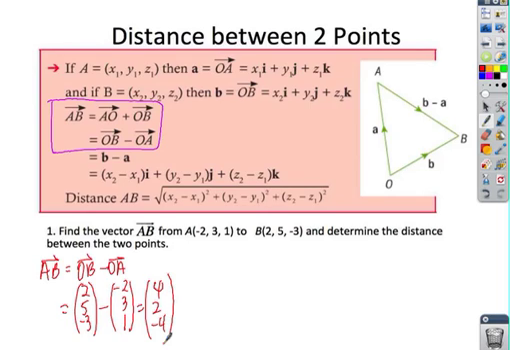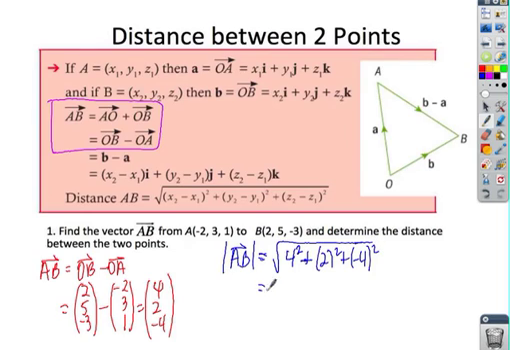Now, to find the magnitude of AB, which is basically what the distance is asking for, the calculation is going to be, again, magnitude AB is equal to the root of the sum of the squares of the components. And so this is the root of 16 plus 4, 20 plus 16, so 36, which can be simplified to 6. So it's 6 units long. And that's the distance from A to B.